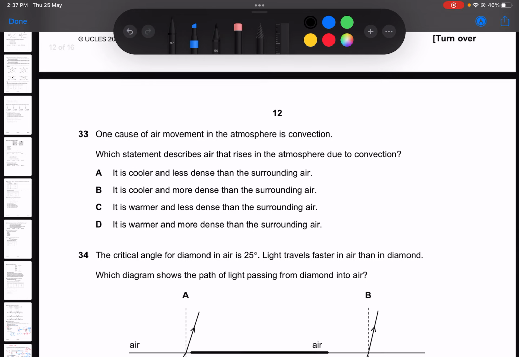Okay. Let's say the yellow one. Red one. Okay. So let me drink my tea.